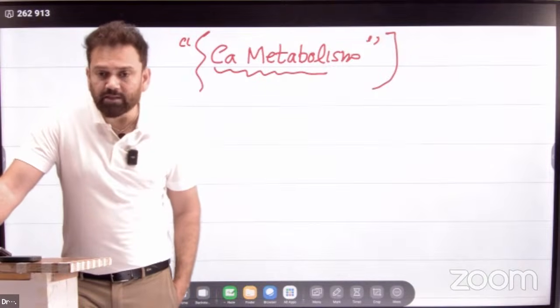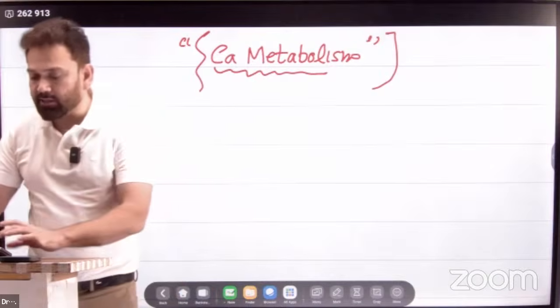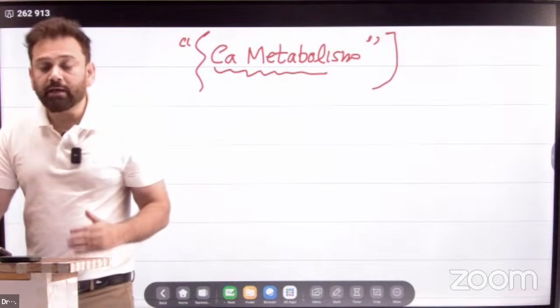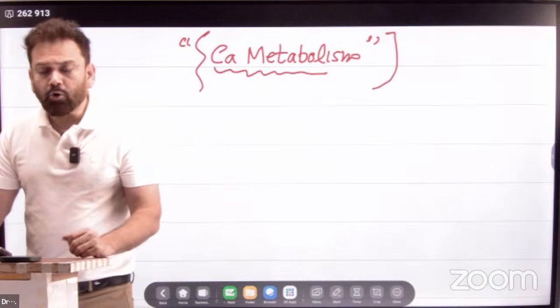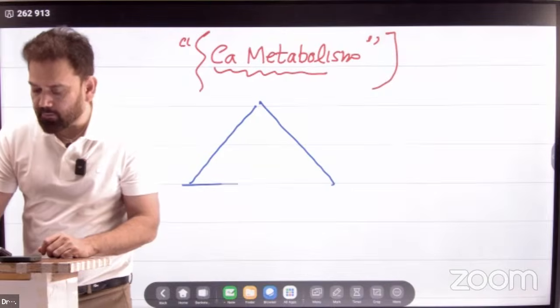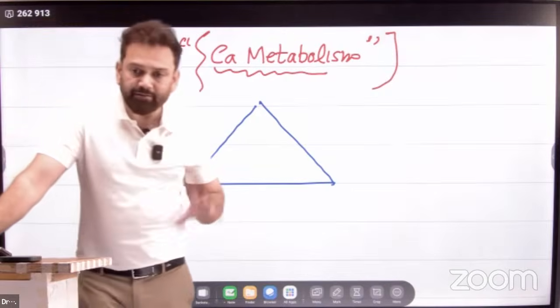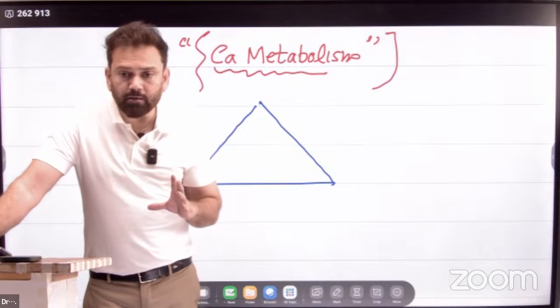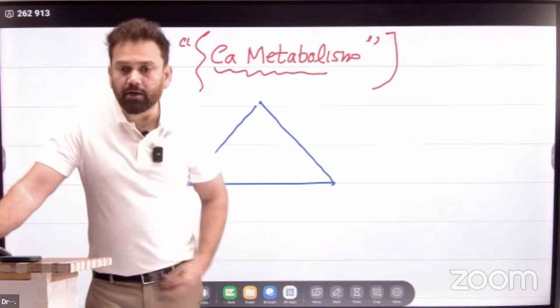Because a lot of students have asked me to take this topic, calcium metabolism. They can ask you a clinical question, they can ask you a short note, they can ask you an MCQ regarding that, because it is a combination of three different hormones. So because it is a combination of three different hormones, it is a concept based topic. That is why I have taken this topic. So let me start without further ado.